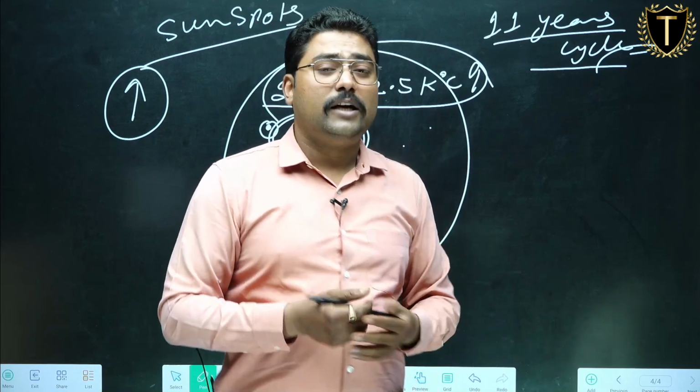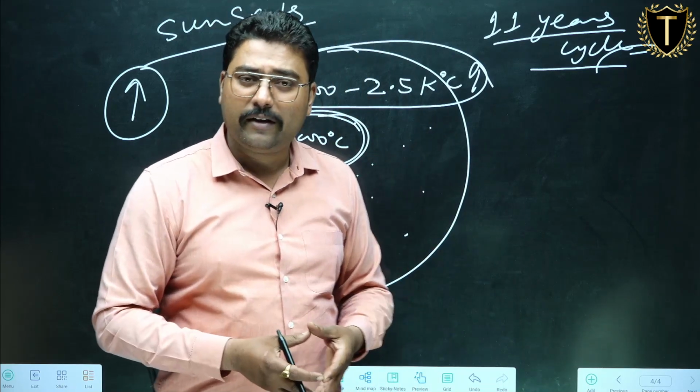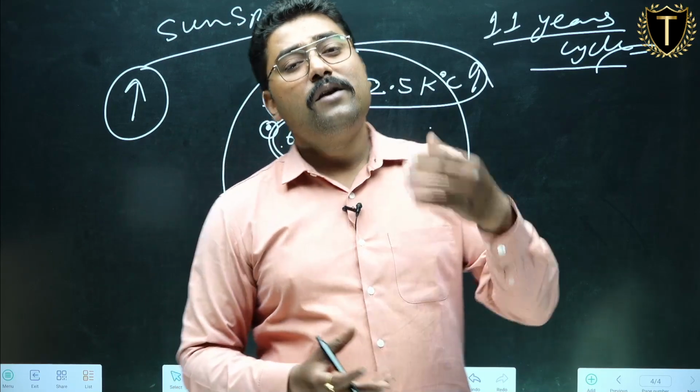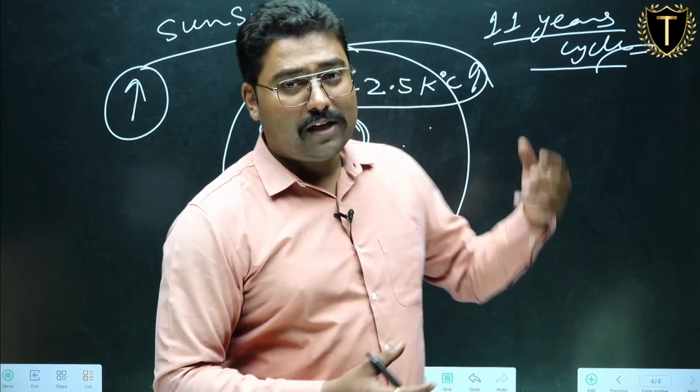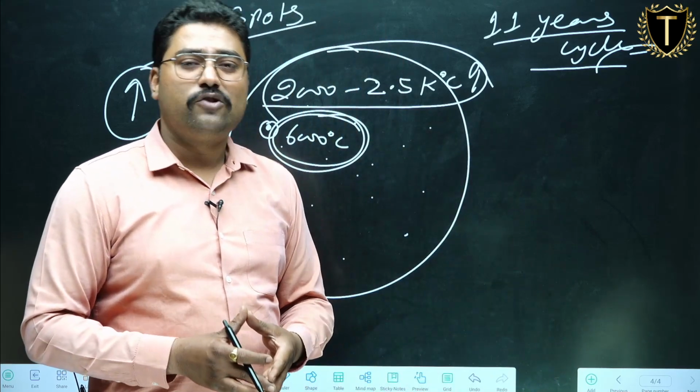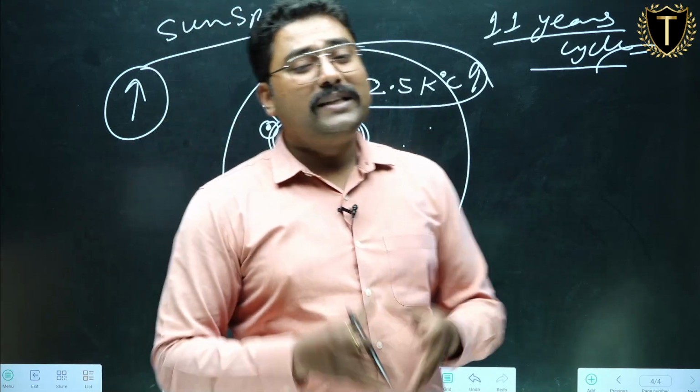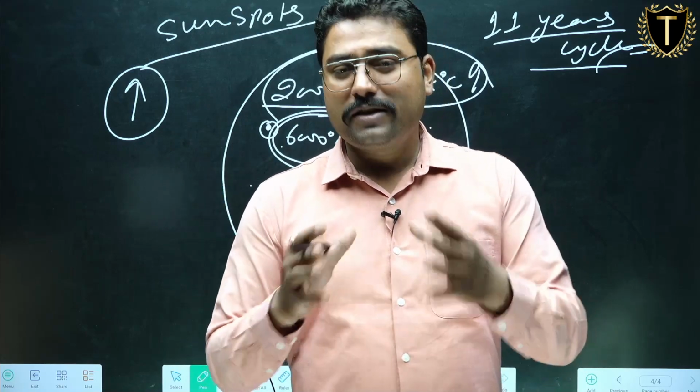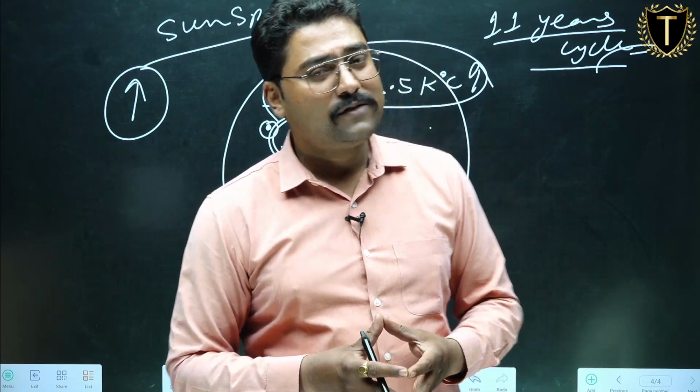So this is the importance of our magnetosphere, Van Allen radiation belt, formation of auroras, the sunspots activities, and the shadow zone theory. So these are the important parts of Earth's interior which UPSC can ask from you.